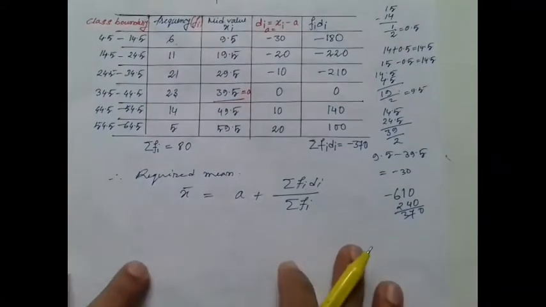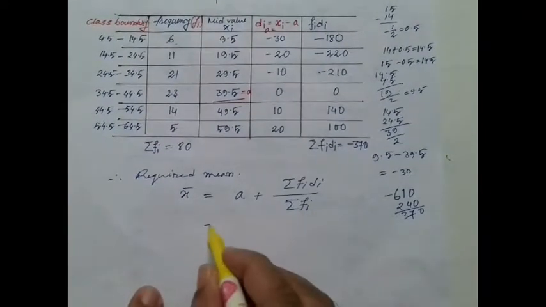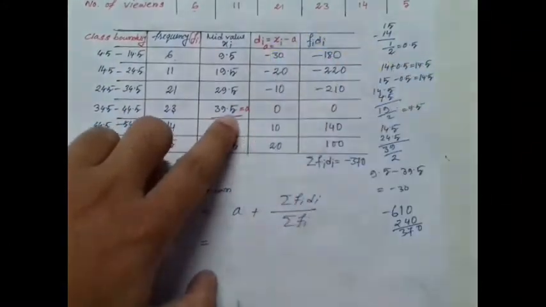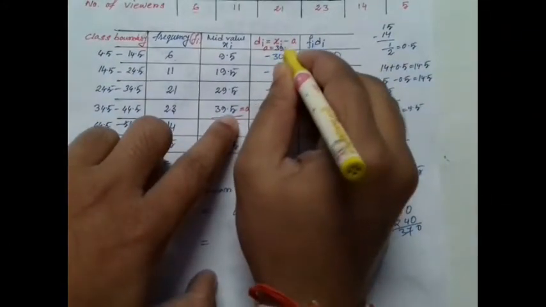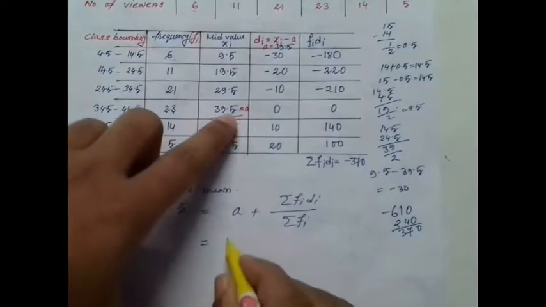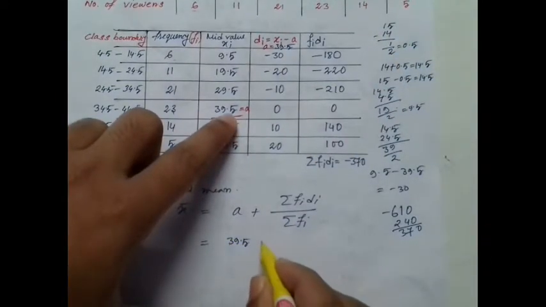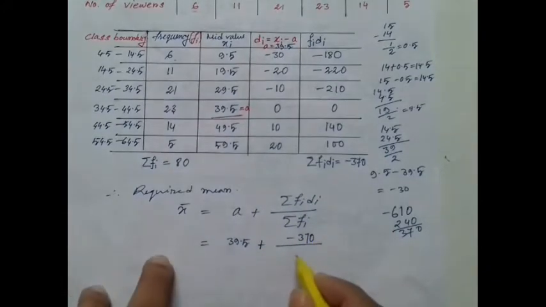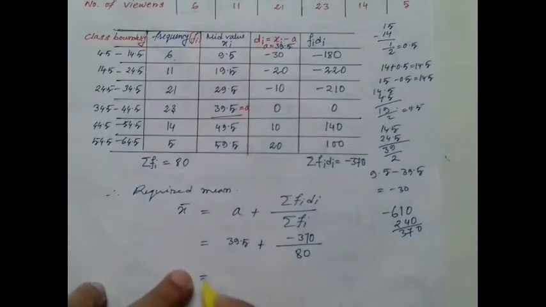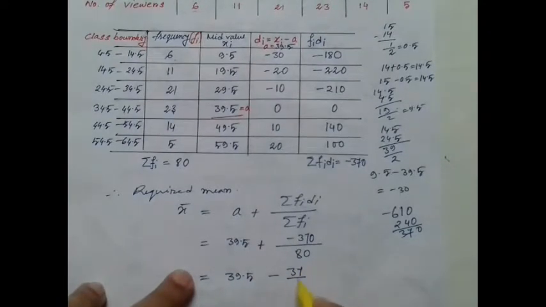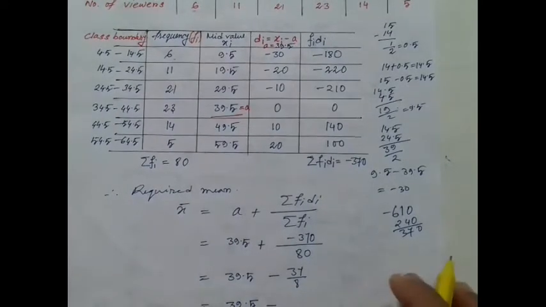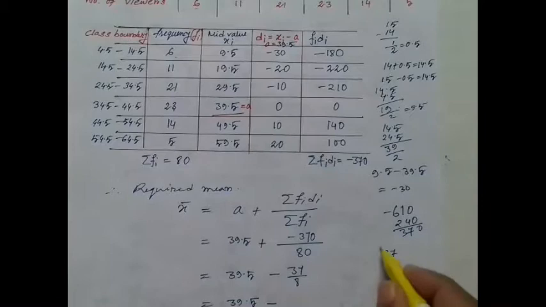Now a means what we have considered, a is 39.5. Here also you have to write 39.5. So 39.5 plus summation fi di, we got minus 370, and summation fi is 80. So 39.5 minus 37 by 8. 39.5 minus, now you have to divide 37 by 8.